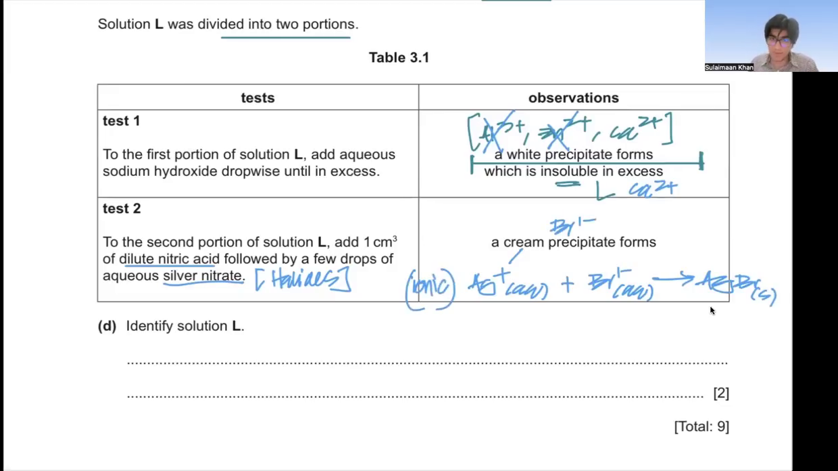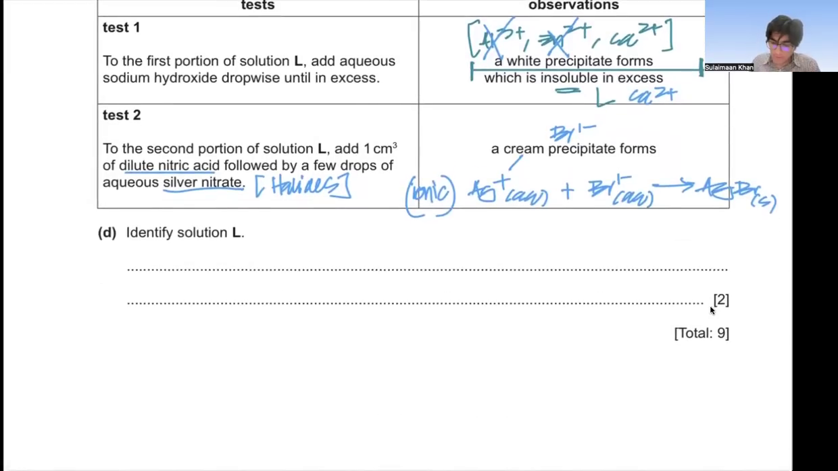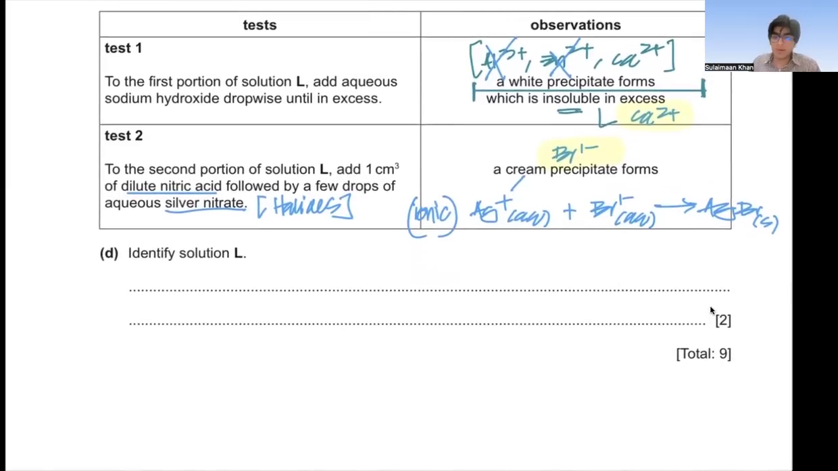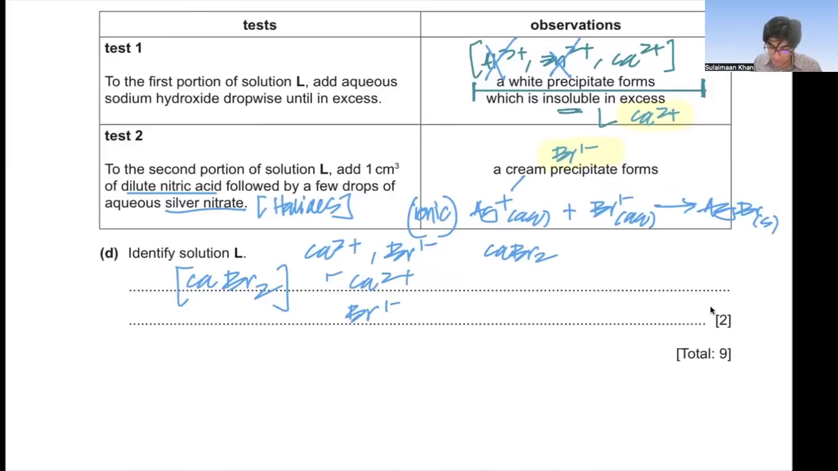You should be able to write the equations. So, identify solution L. Solution L is calcium 2 plus and bromide, Br1 minus. So it's calcium bromide, CaBr2. Why am I saying CaBr2? Because calcium has a 2 plus ion and bromide ion has a 1 minus ion. Cross multiply, you get calcium bromide. Don't write CaBr, that's not the formula. Or you could say calcium 2 plus and write Br1 minus here. That's the solution, that's what it consists of.